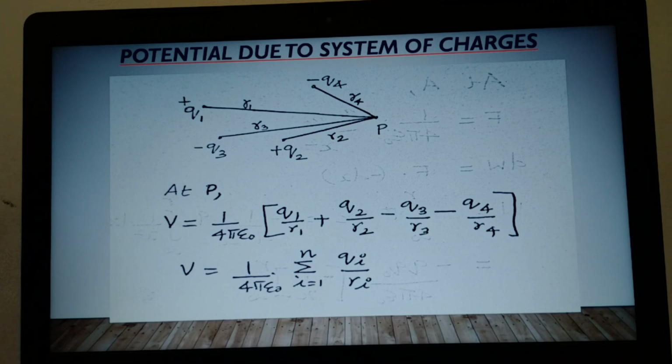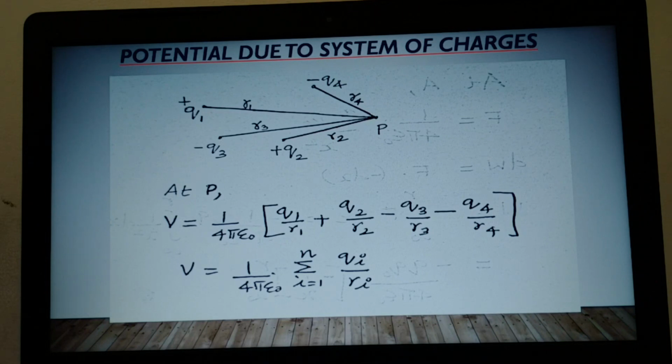How can you find the total potential at that particular point? To find the total potential, you have to add all these individual potentials. In all the terms 1 by 4 pi epsilon 0 is common, so the total potential V is 1 by 4 pi epsilon 0 into Q1 by R1 plus Q2 by R2 minus Q3 by R3 minus Q4 by R4. There is no chance of any confusion. We are adding the individual potentials provided by Q1, Q2, Q3 and Q4 respectively. Q1 and Q2 are positive since they are positive charges, and the potential provided by Q3 and Q4 is negative since they are negative charges.